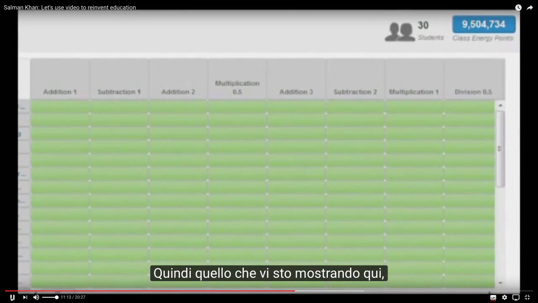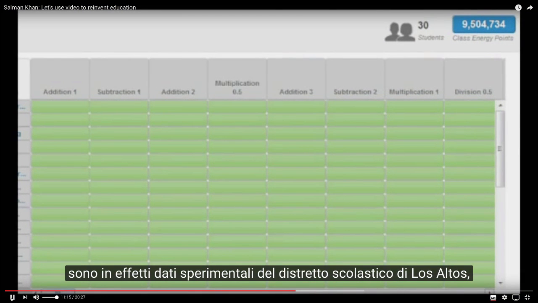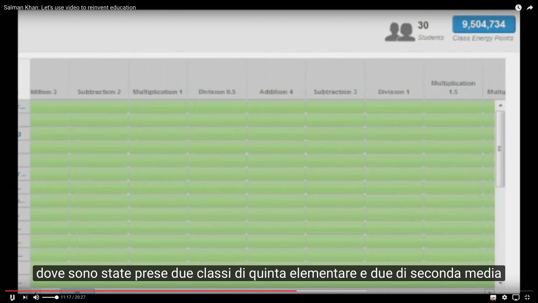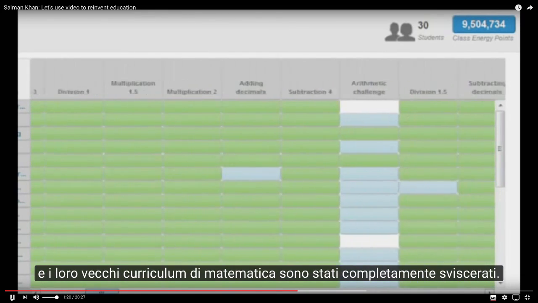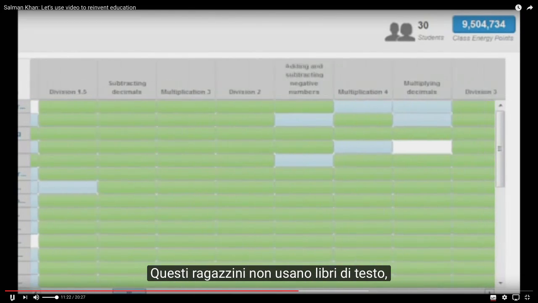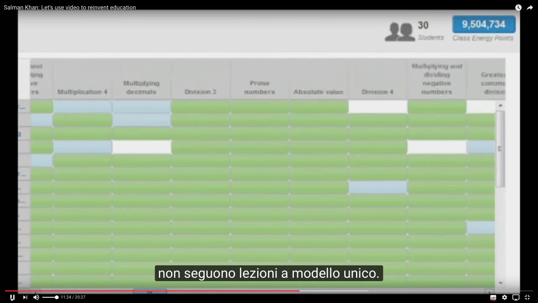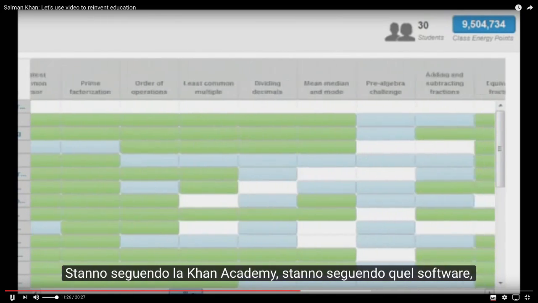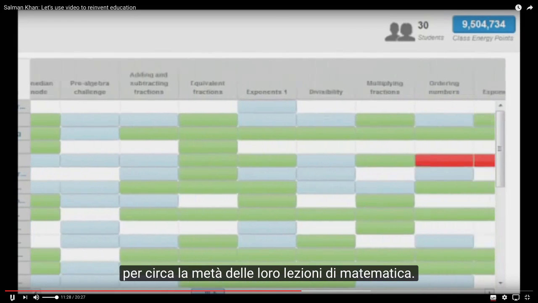And so what I'm showing you here is actually data from a pilot in the Los Altos School District where they took 2 5th grade classes and 2 7th grade classes and completely gutted their old math curriculum. These kids aren't using textbooks, they're not getting one-size-fits-all lectures, they're doing Khan Academy, they're doing that software for roughly half of their math class.